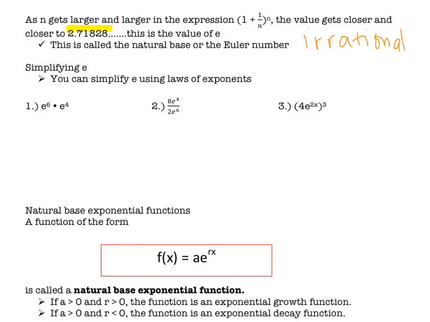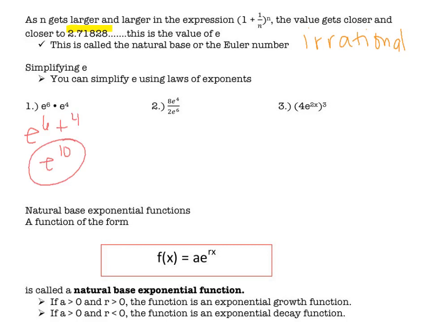So first of all, we can simplify this just like we would anything else using laws of exponents when you see it in a problem like this. Which means that if I had something like e to the 6th power times e to the 4th power, those are the same base. The base is e, so I can add the exponents. So in this case, I would just say e to the 6 plus 4 power, or e to the 10th power.